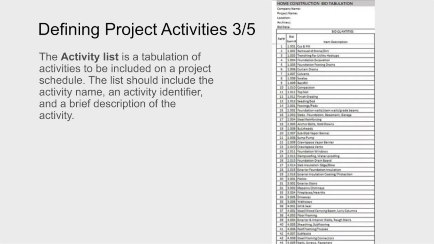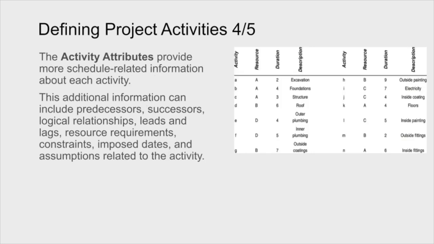The activity list is really a tabulation of all the activities that need to be part of the project. This list should include the activity name, the activity identifier, and a brief description of the activity if it's not absolutely clear. From there, we also look at activity attributes, and that provides some more schedule-related information about each activity.